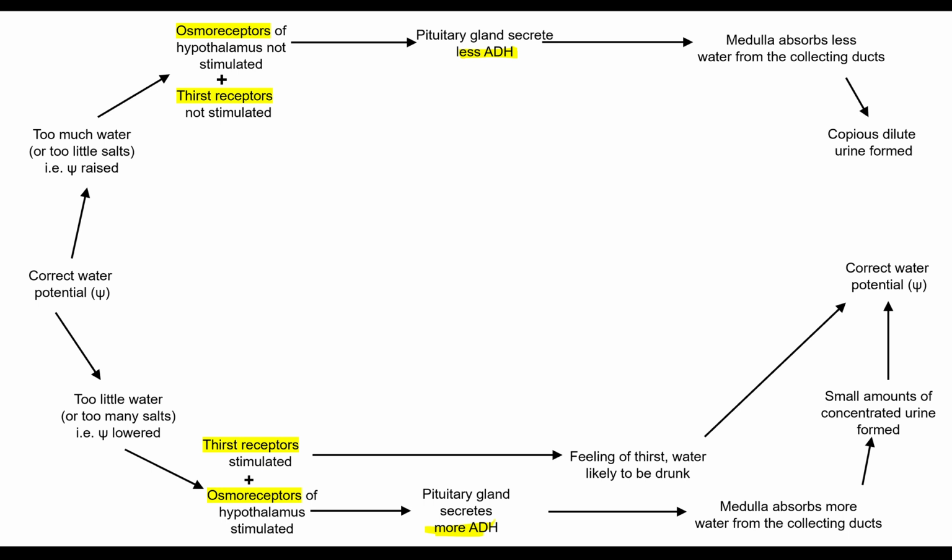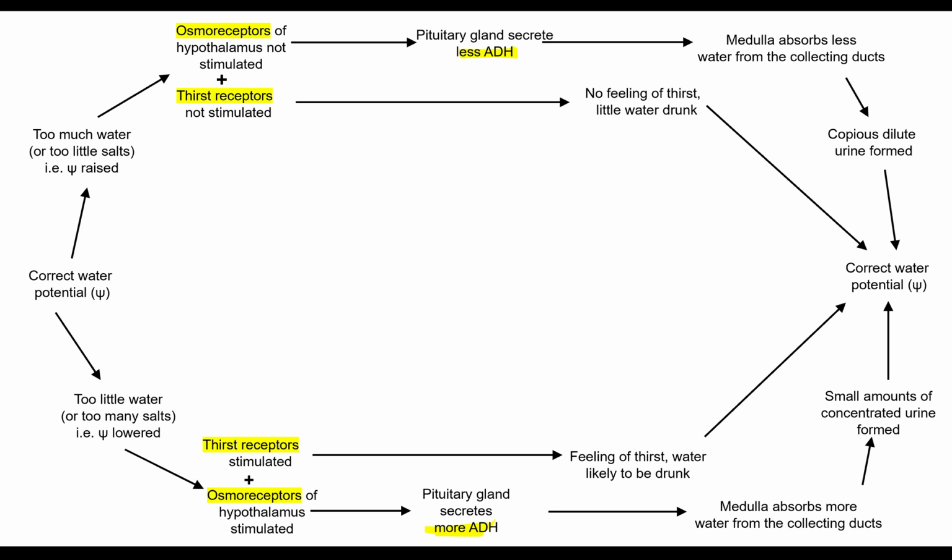We want it to leave the body, because if we have too much water in our bloodstream, that water will move by osmosis into our tissue fluid, that will then move into our cells, and that could cause our cells to burst and therefore stop them from actually functioning. So we want to maintain this correct water potential.